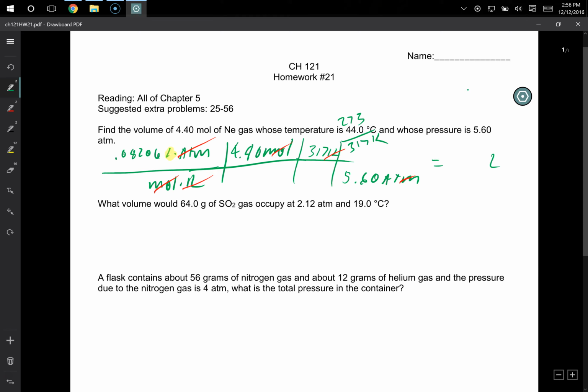So what do we got? 0.08206 times 4.4 times 317 divided by 5.6. I get 20.4 liters. Okay. Want to find the volume, another volume question here. So I've got grams, I need a volume unit, I've got ATMs, and I've got temperature. So same kind of problem, just a little bit different.